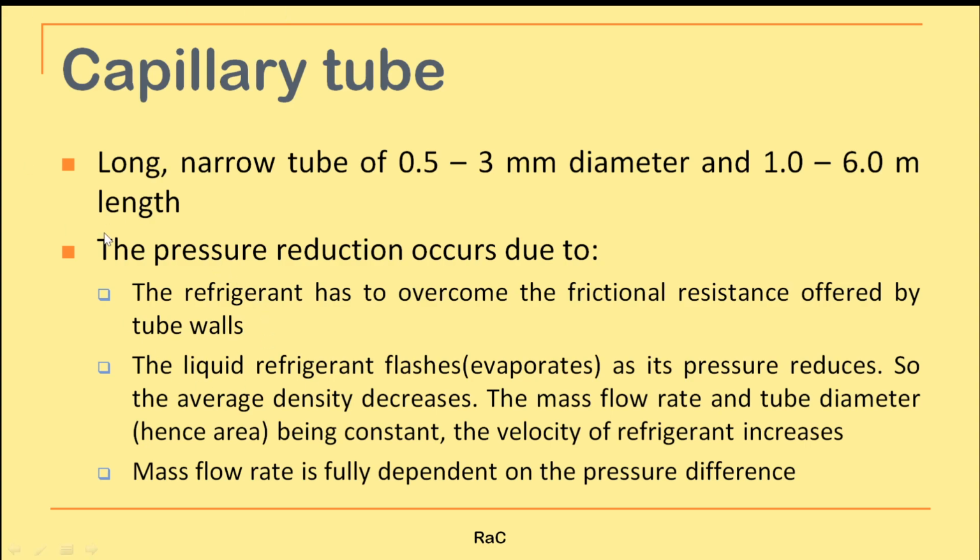The restriction to the flow is obtained by the pressure drop because of the friction offered by the walls of this narrow tube. The dimension typically will be a maximum of 0.5 to 3 millimeters of diameter, and the length is of the order of 1 to 6 meters. So when the refrigerant flows through such narrow tubes, it has to overcome the friction offered by the walls. That friction will cause a pressure drop. That is the working principle of a capillary tube.